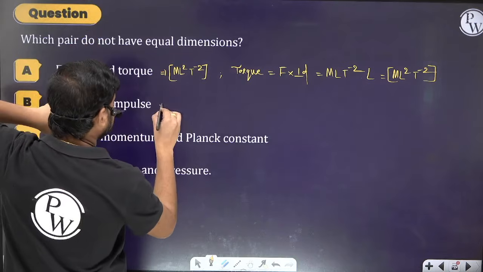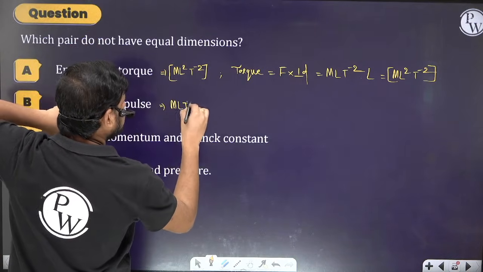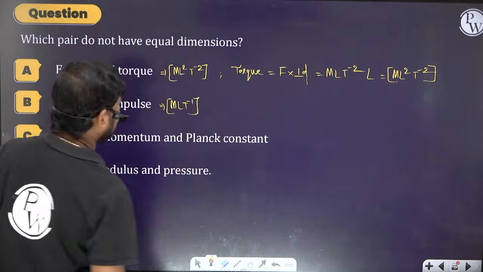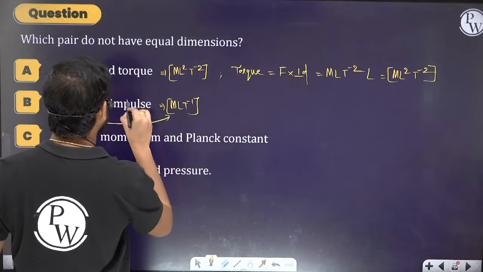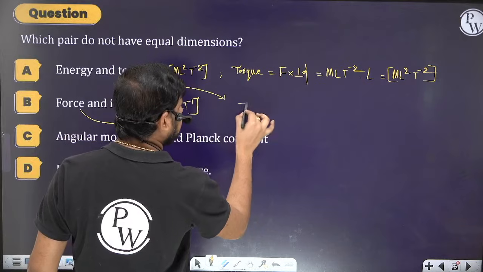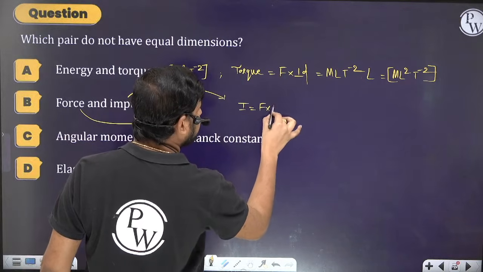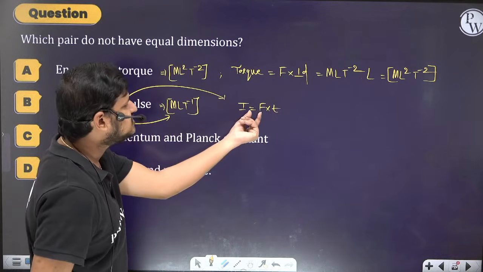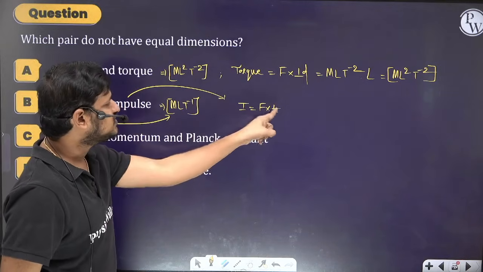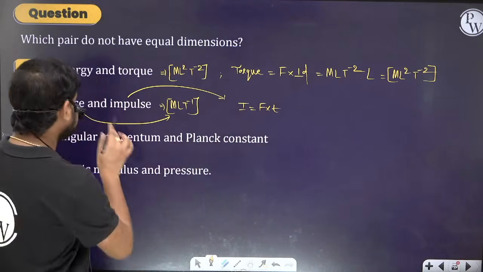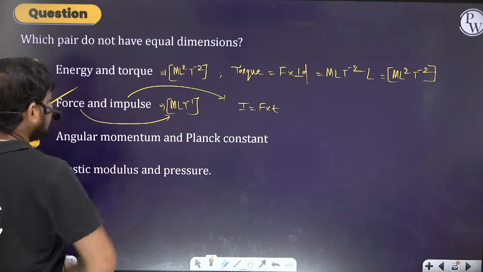Force has M L T to the power minus 2. This is for the force. So then what about the impulse? Impulse is equal to force into time. Force is there, force into time is there, so time is adding extra. Compulsorily, these two will not have the same dimensions.